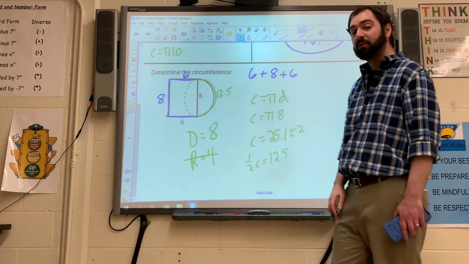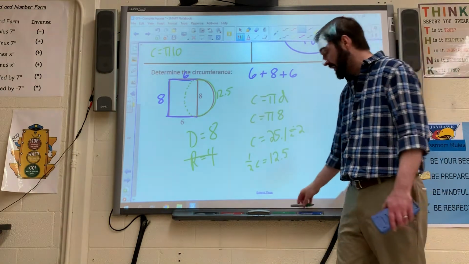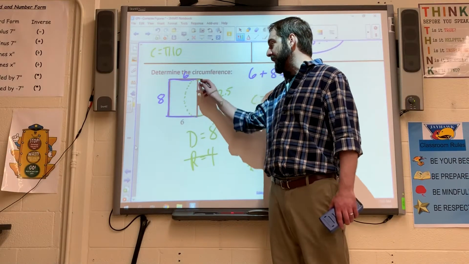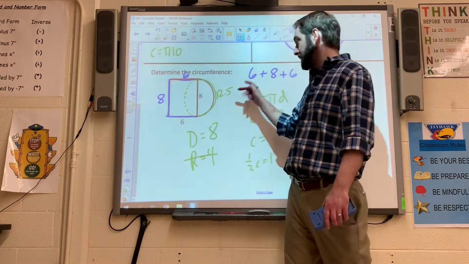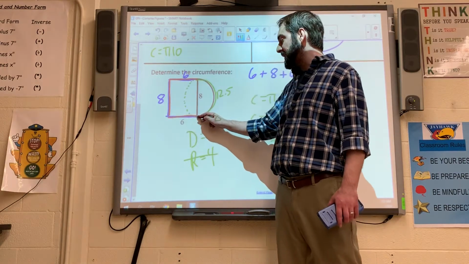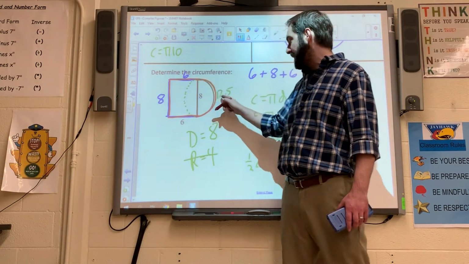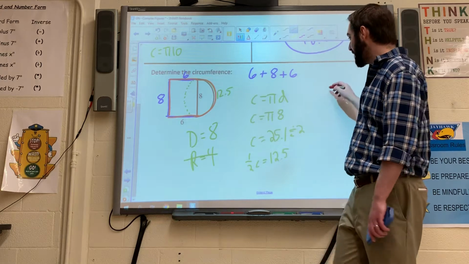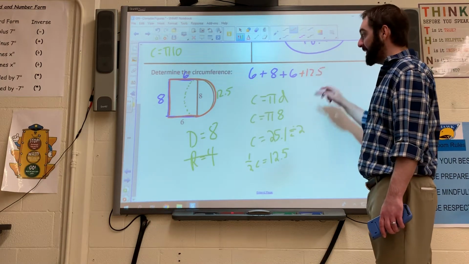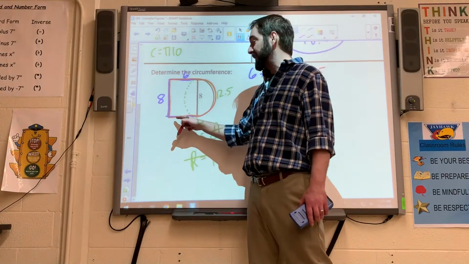And then again, I'm going to revisit the original drawing, and I'll even change colors again to take a peek at this. Well, again, I know that if I go up top, I went 6. Down, I went 8. Over, I went 6. And now when I go around this curve, I know that it's 12.5. So that would be the last number that I need. I'd have to add 12.5 to the perimeter of the 3 sides of the rectangle.